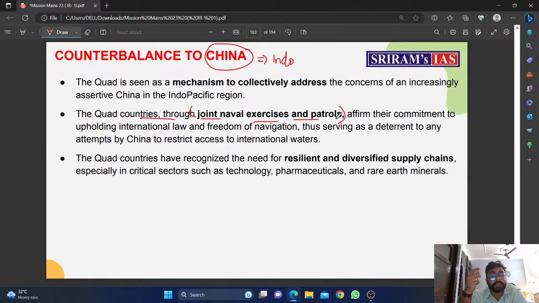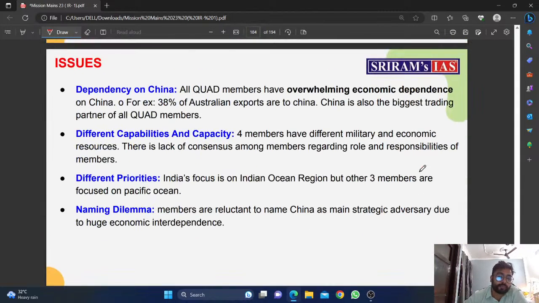Then Quad countries have recognized the need for resilient and diversified supply chains, especially in critical sectors such as technology, pharmaceuticals, and rare earth metals. Okay, so they are diversifying their supply so that they can help in prospering each other. Then what are the issues? The issue is that right now, despite all these four nations fighting China, they have a high dependency on China.